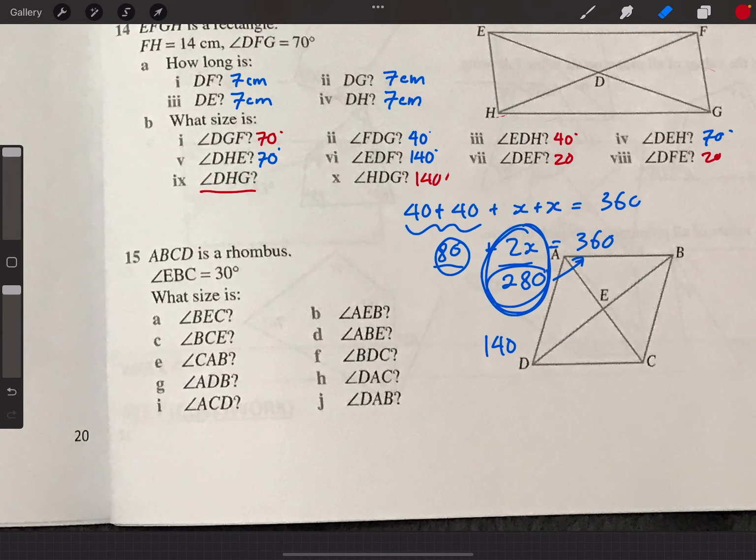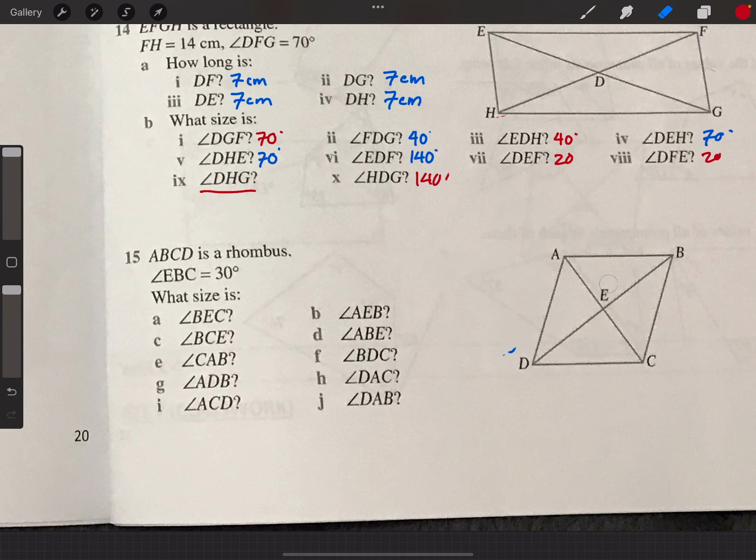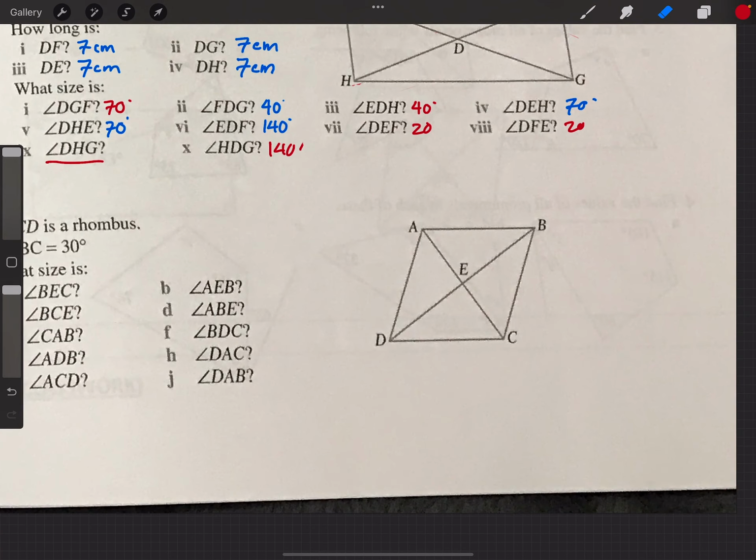Alright, next one. We're up to question 15. We've got a rhombus here. Angle EBC is equal to 30 degrees. EBC, where's that?